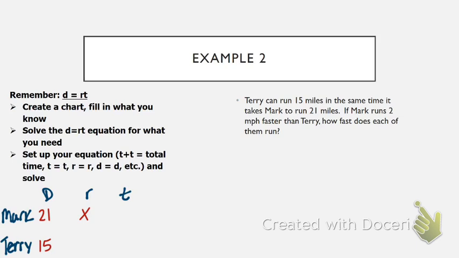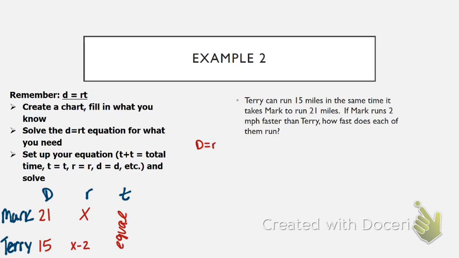That means if Mark is 2 miles an hour faster than Terry, then Terry is 2 miles an hour slower than Mark. So Mark would be X, because he's running X speed. Terry is Mark's speed minus 2. And then they both take the same time, so their times are equal.